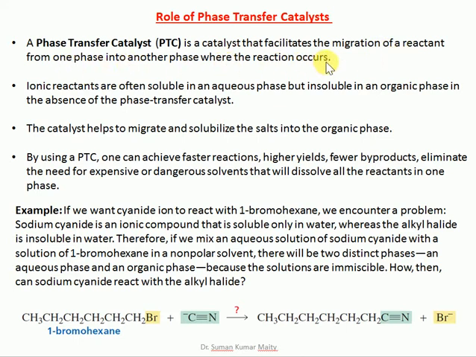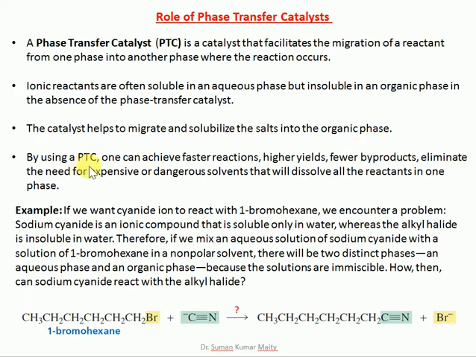where the reaction occurs. Ionic reactants are often soluble in the aqueous phase. That's why they are insoluble in the organic phase, and therefore they don't like to react in the organic phase. However, if we use a phase transfer catalyst, then they could be soluble in the organic phase and they can react in the organic phase. The catalyst helps to migrate and solubilize the salts in the organic phase.